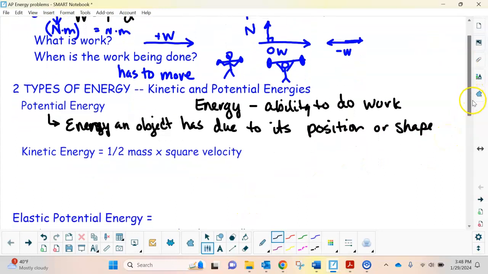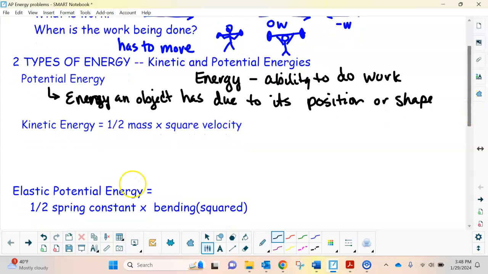But anyway, so let's go and talk about kinetic energy first before we do that. See, right here's one potential energy. There are actually 3. The first one is elastic potential energy. Okay, the second one that we're going to label here would be gravitational potential energy. And then the third one is chemical potential energy.